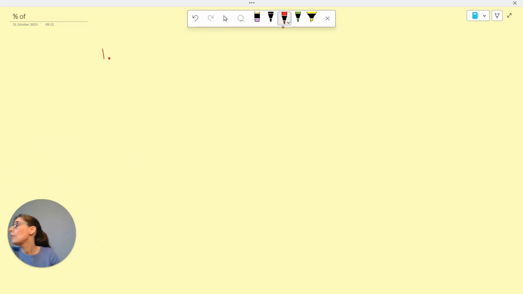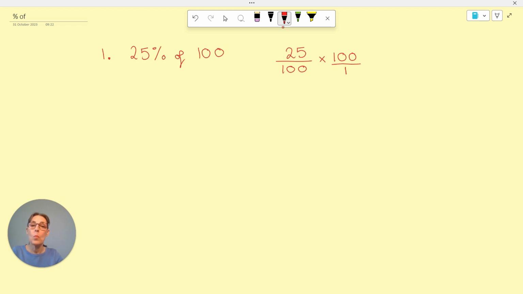Number one, I have 25% of 100. 25% is the same as saying 25 divided by 100, or 25 out of 100, or 25 hundredths of. We're going to multiply 100. And then because it's 100 wholes, we can divide by 1. And then we can do 25 times 100, which is 2500, divided by 100 times 1, which is 100.